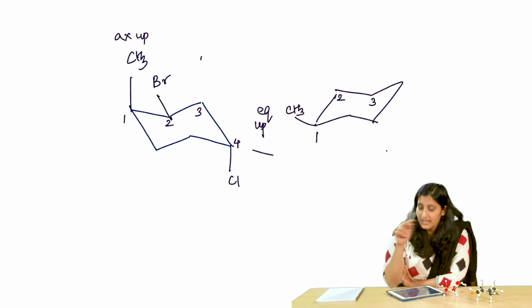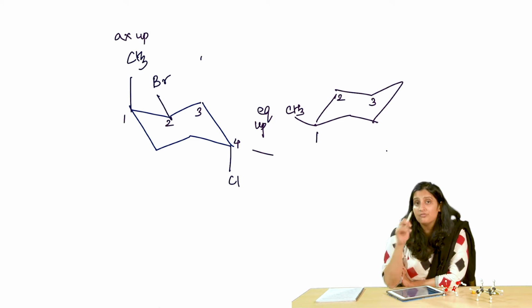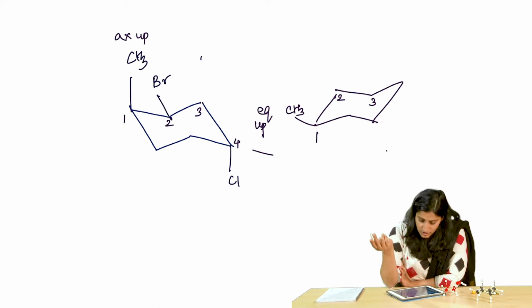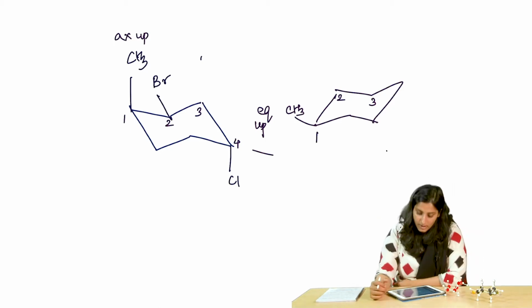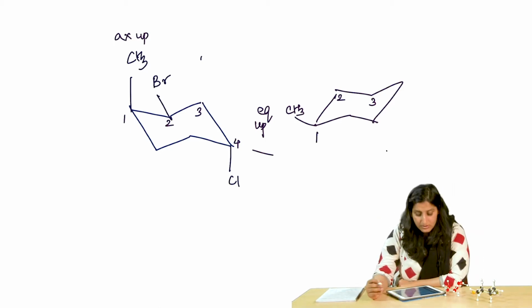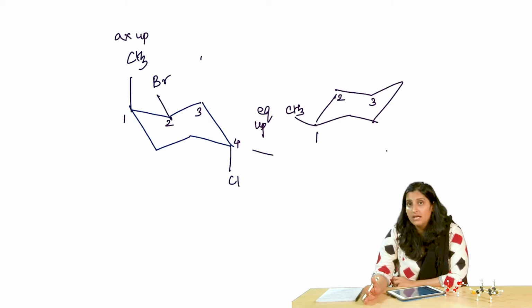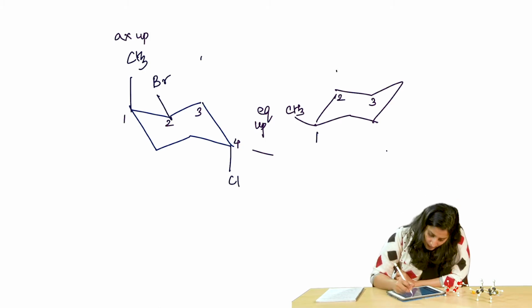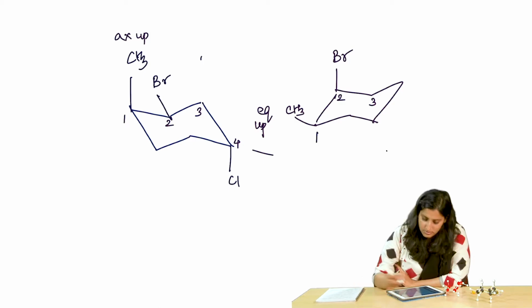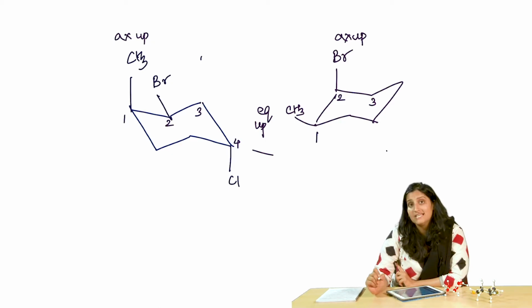Remember that I started numbering in the clockwise direction on the first chair. So, I will also number in the clockwise direction in the other chair. Now, on carbon number 2 you have a bromine that is going equatorial up. Now, up should remain up and equatorial should become axial. So, on carbon number 2 you have this bromine going up. So, this is axial up.